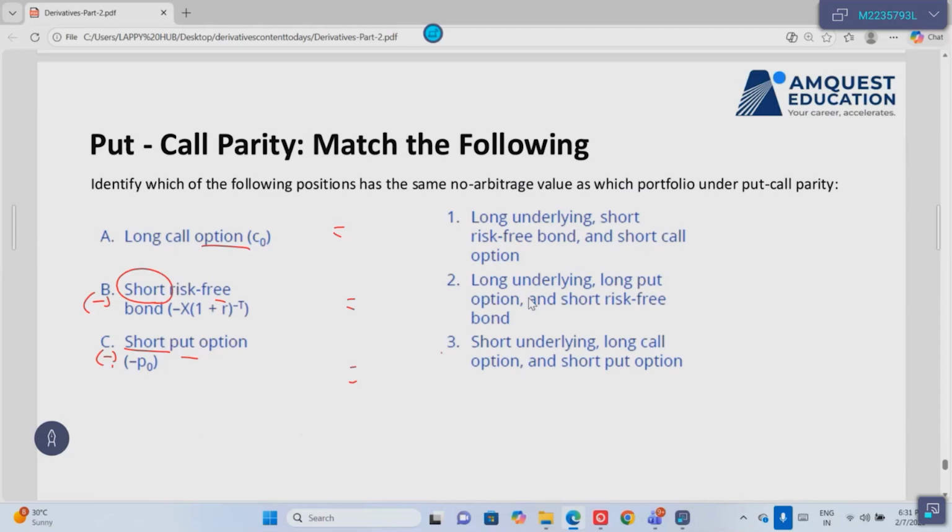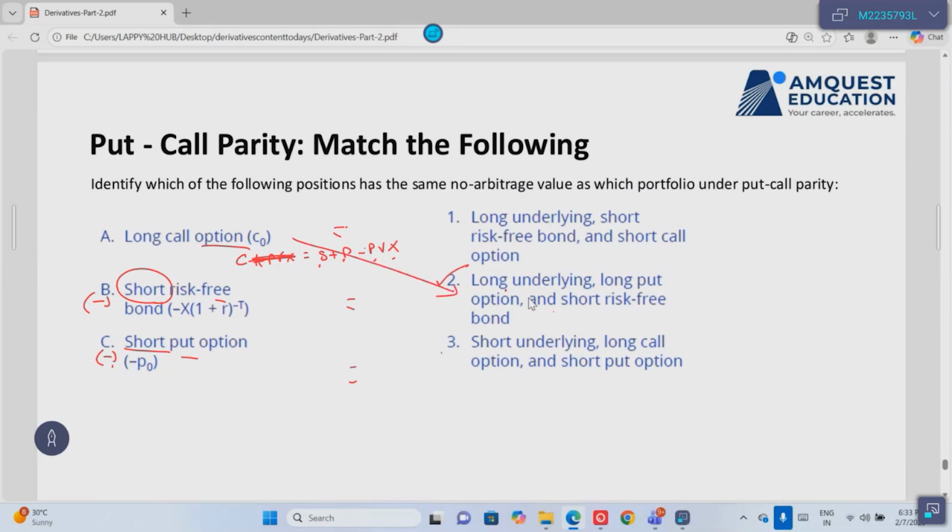Try to clear the answer in your mind and then look for the option. Answer. Come on. What's the answer? It's easy, no? Long call. Formula क्या था? C plus PVX is equal to S plus P. तो इसको उधर लेके जाओ, right? Minus PVX. So कौन सा formula है? Long stock, long put and short PVX. Long stock, long put and short. So the answer is this.